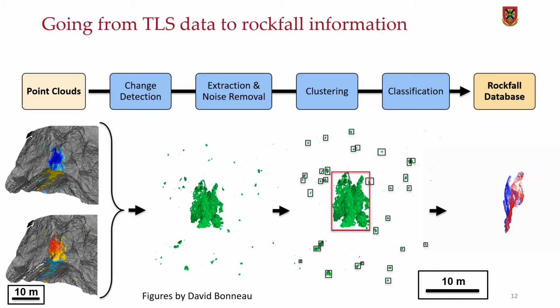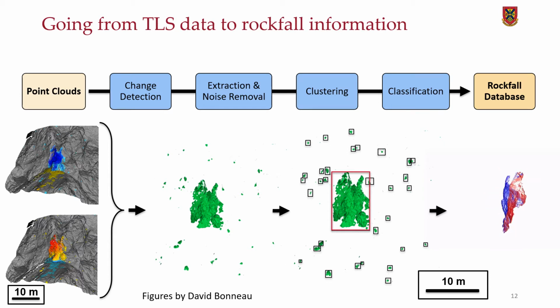Here's the process from going from point clouds into individual rockfalls to be populated into a database. So first we conduct change detection between two sequential datasets. This allows us to extract the fronts and the backs of changing objects.